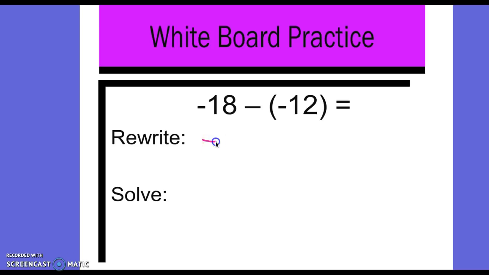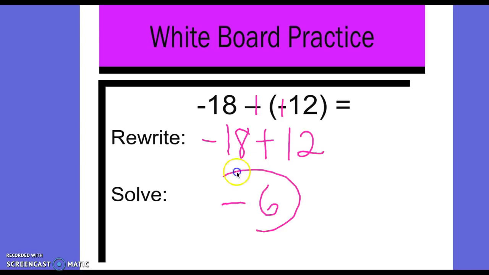All right, you should have made this a negative 18 plus a positive 12. We only need to copy the 1 plus sign. Hopefully you're getting the hang of the fact that 2 minus signs equal a plus. And so now we're going to subtract, use the sign on the largest number, and the answer is a negative 6.